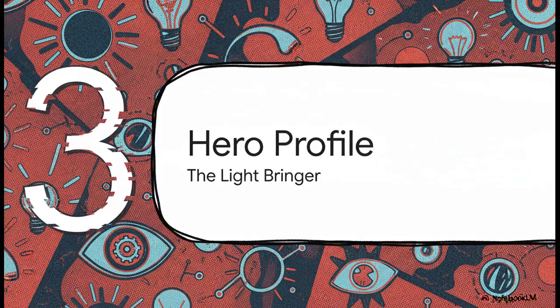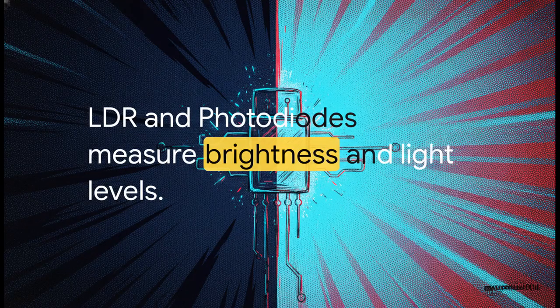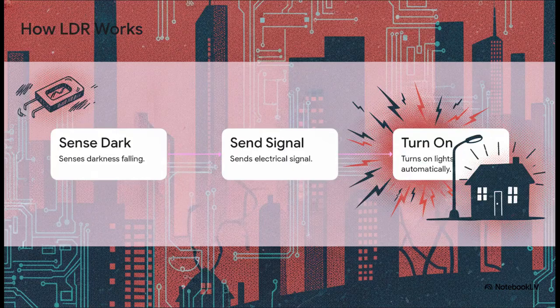The light bringer. Moving on, the key hardware to note from our source data here are the LDR, which stands for light-dependent resistor, and photodiodes. These are the components specifically engineered to detect the presence, the absence, or the exact intensity of ambient light in any given space. Let's break down exactly how this works, step by step.